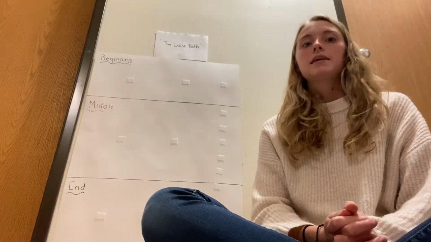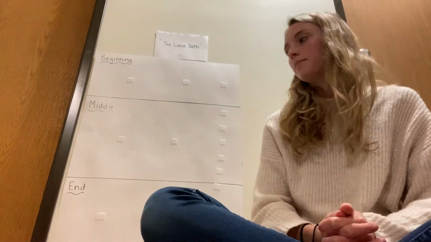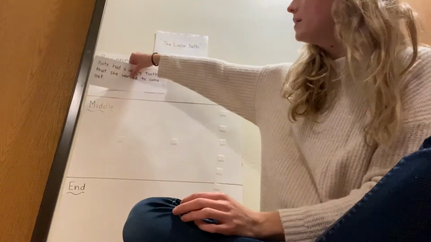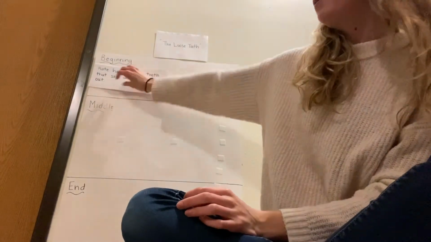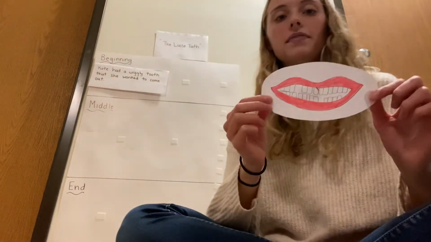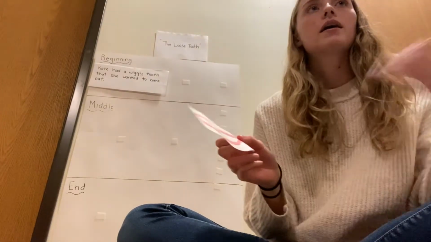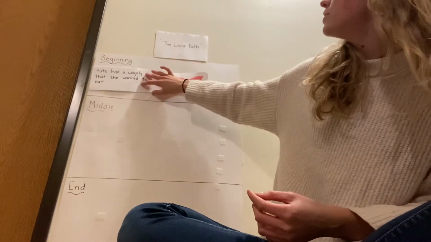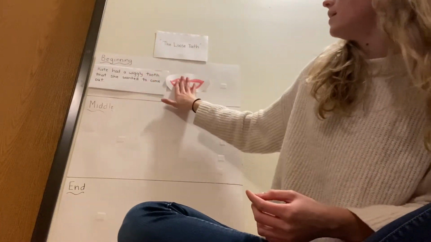You're right. Kate had a wiggly tooth. All right. Did she want that tooth to come out? Yup. So let's go put that on the beginning. Does anybody want to come put the picture of our wiggly tooth up on the board? All right, come on up. All right, good job. So that is what we have in the beginning.